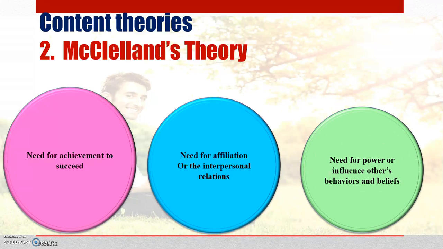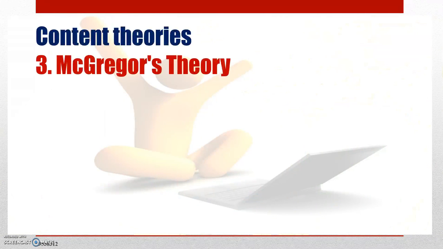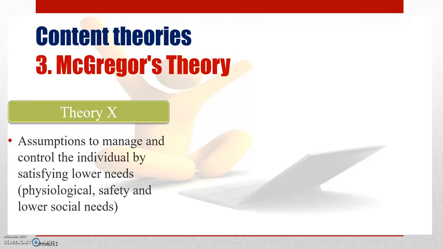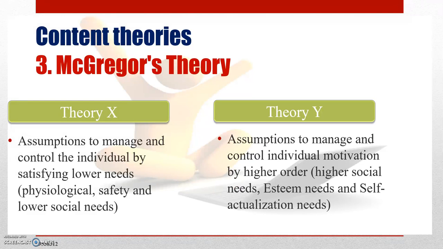The last part of the theory, which is the need for power, or influence to influence others' behavior and beliefs, was rarely recorded. The last theory of the content theory is McGregor's theory. McGregor's theory has two factors, theory X and theory Y, and it's very related to Maslow's theory. Theory X is the assumption to manage and control the individual by satisfying the lower needs: the physiological, the safety, and the lower needs. However, theory Y deals with the higher order needs, which are the higher social needs, esteem, and self-actualization needs.